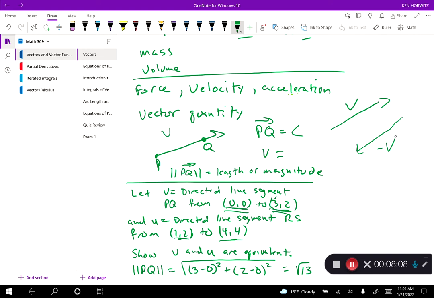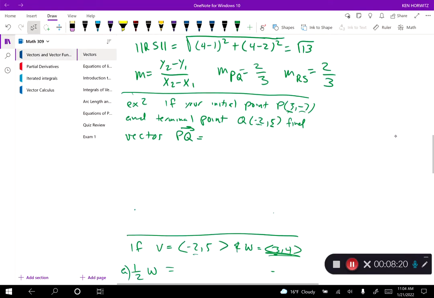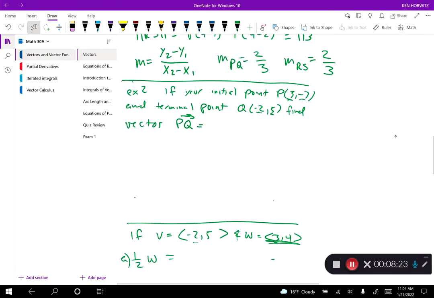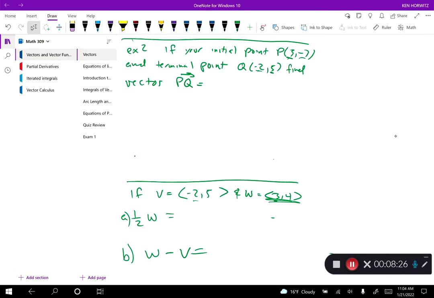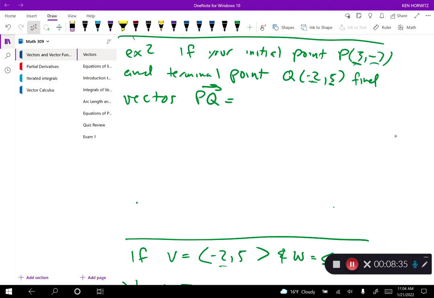Now, you won't always have the starting and ending point of each directed line segment. All right, so we need to know how to take our line segment and turn it into a vector. So for example, if your initial point is 3, -7, and your terminal point is -2, 5, I just want to find vector PQ.